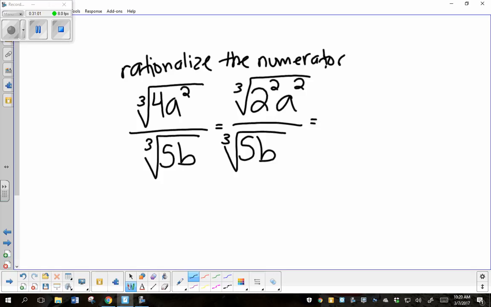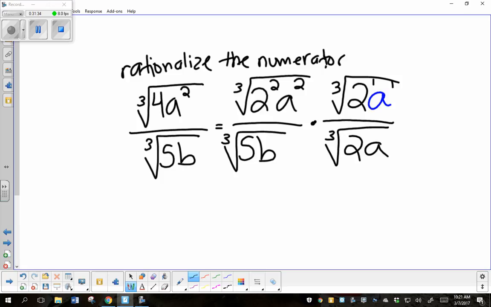So on the top, I'm multiplying this, not equal to. Multiply by something over itself. How many more 2's do I need to get a group of 3? One more. I've already got 2. I need one more. So I'm going to multiply this by the cube root of 2 to the 1. And how many more a's do I need? One more, right? A to the 1. And I need to multiply by the same thing on top and bottom. Whenever I'm rationalizing, whatever I multiply by, same on top and bottom.